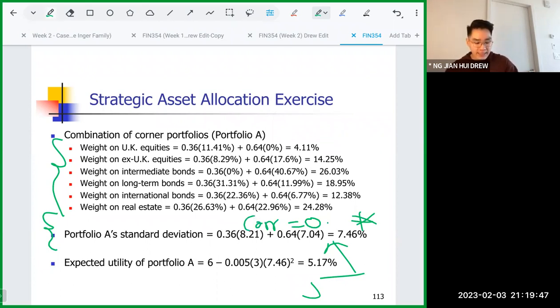Okay, so we find that the portfolio has a standard deviation of this. Your real estate weight is this, based on the weights given here. And by calculating the standard deviation, we can calculate the utility function of your investor based on this portfolio A.